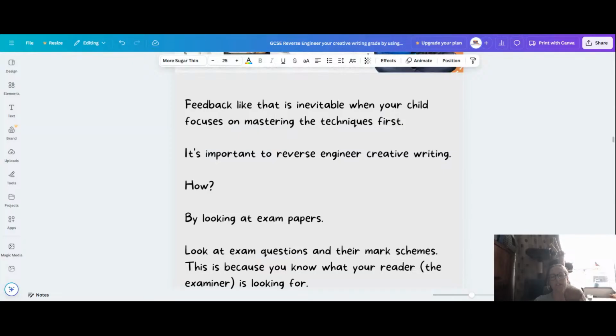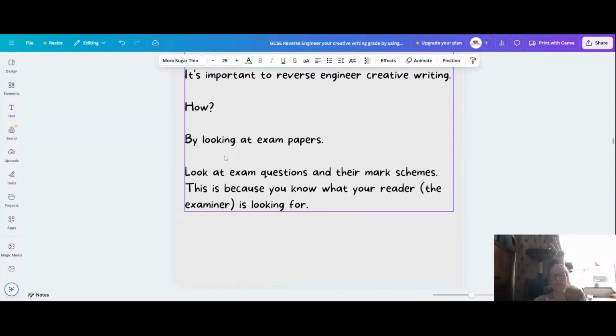It's important to reverse engineer creative writing. How? By looking at exam papers. I don't mean just going through exam papers. The other mistake that lots of students make is that they do exam paper after exam paper after exam paper, and the problem with that is they just make the same mistakes. So it's really important that you look at exam questions and their mark schemes, because then you know what your reader, the examiner, is looking for. It's really important to think about creative writing from this lens.